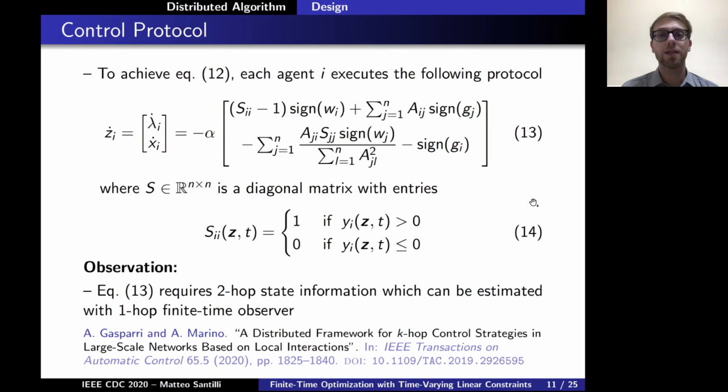Note that this protocol requires two-hop state information because the agents require to know w_j and g_j. To obtain this information, we resort to a state-of-the-art finite-time observer that estimates those states using only one-hop information. In this case, we opted for the finite-time observer proposed by Gasparri and Marino. Furthermore, each agent requires the two-hop information on the values of the constants A_jl, but since they are constants and not varying during the execution of the algorithm, we assume that they can be exchanged only once at the start of the protocol.